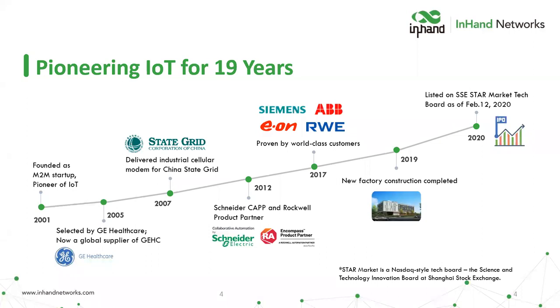More recently, we have just completed the building of a new 120,000 square feet factory in Jiaxing, which is very close to Shanghai city. In February this year, InHand became listed on the Shanghai Stock Exchange Star Market. You can take it as the equivalent of China's NASDAQ.